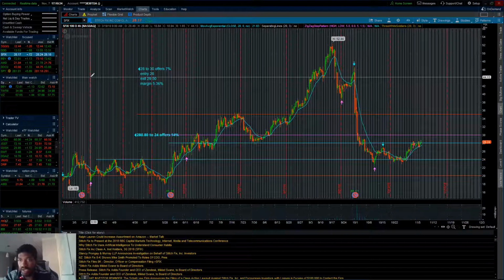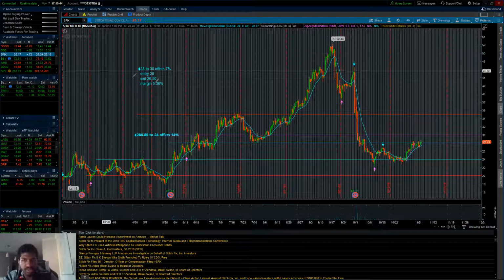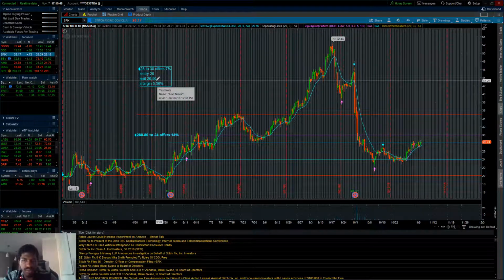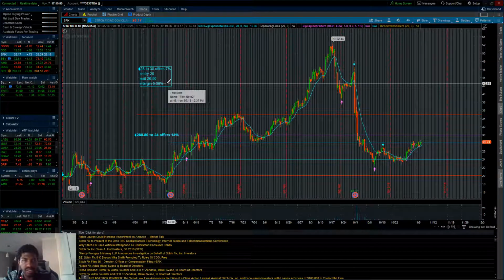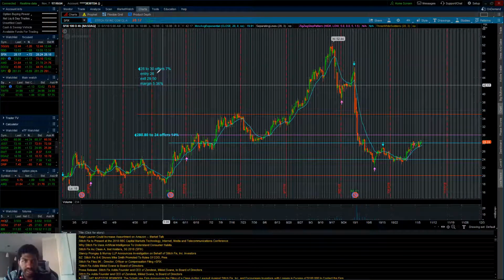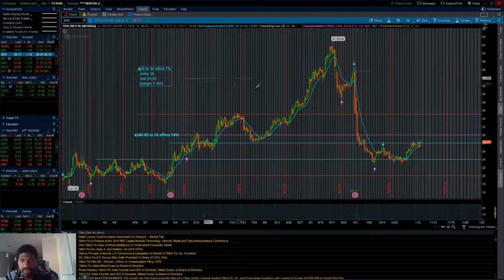A lot of tickers are uptrending right now because of the results of the election. So most likely we're going to see a pullback on everything in the morning and a continuation of the uptrend. So this is ticker symbol SFIX. As you can see, from 28 to 30 offers 7%. Entry at 28, exit at 29.50, so I can lock in those profits for a total margin of 5.36%.